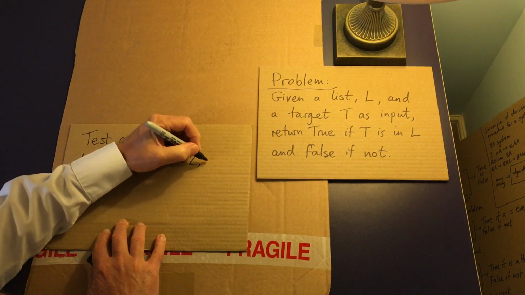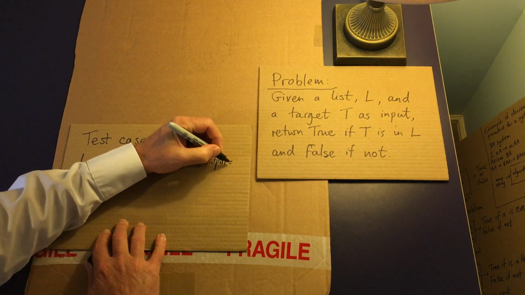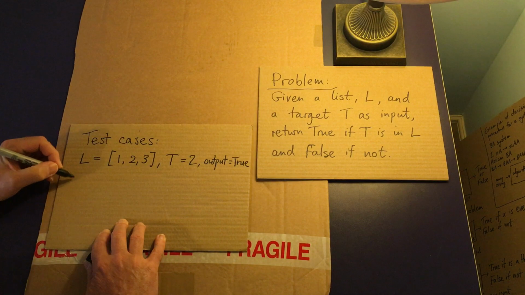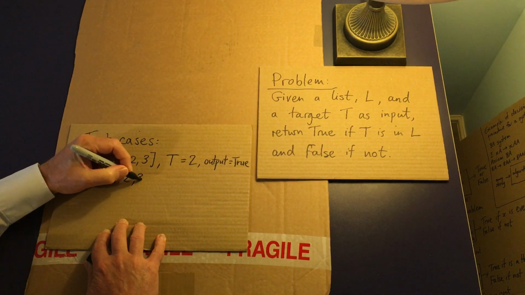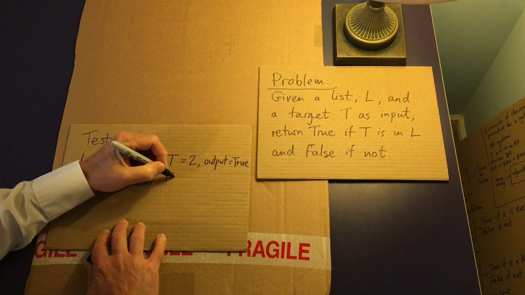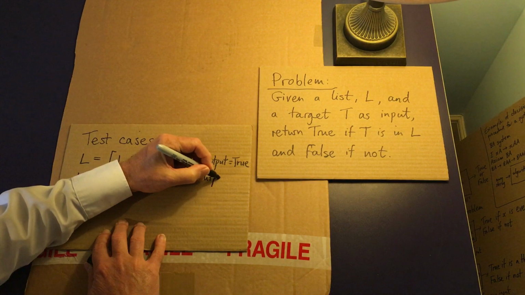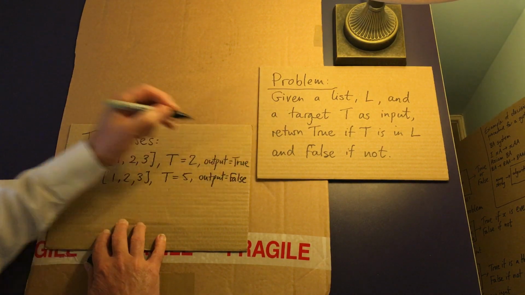Then that should be true because 2 is a member of that list. What about if L is 1, 2, 3 and T is equal to 5? I should output false because 5 isn't in there.